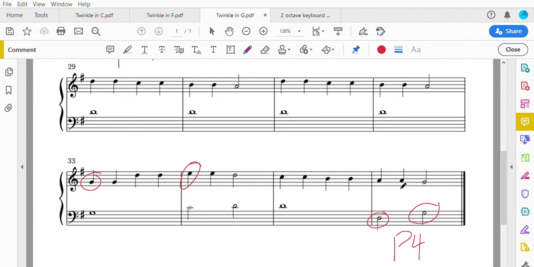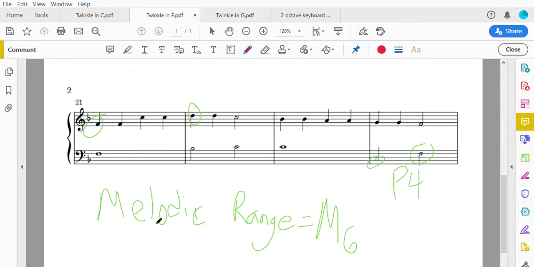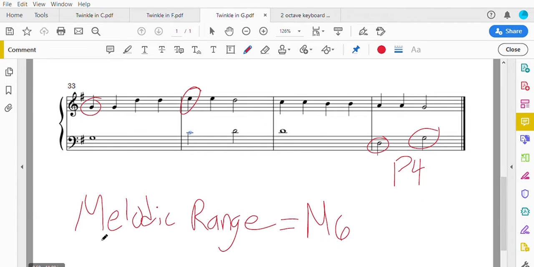And the last thing we looked at in each one of these was the melodic range, the distance from our lowest note to our highest note. In the key of C, the melodic range is a major 6th. In the key of F, our melodic range is a major 6th. And in the key of G, our melodic range is once again a major sixth.